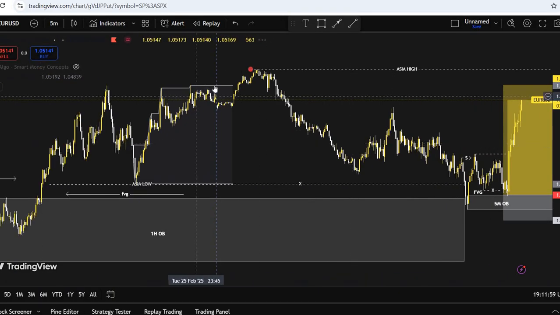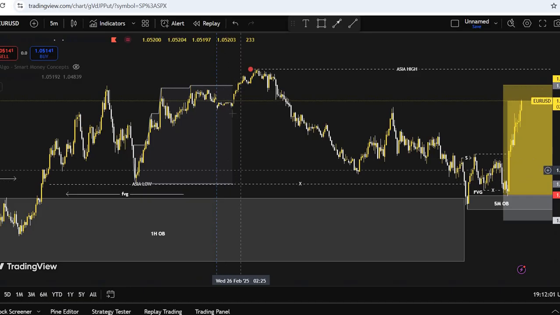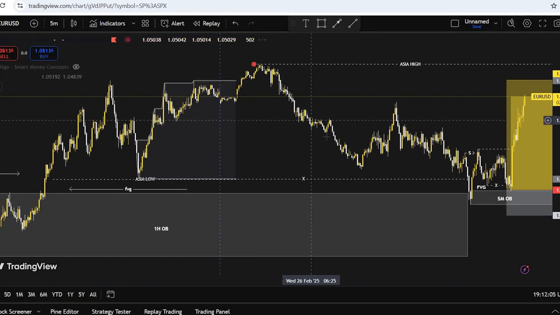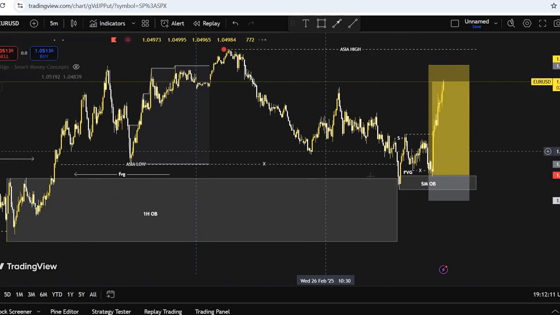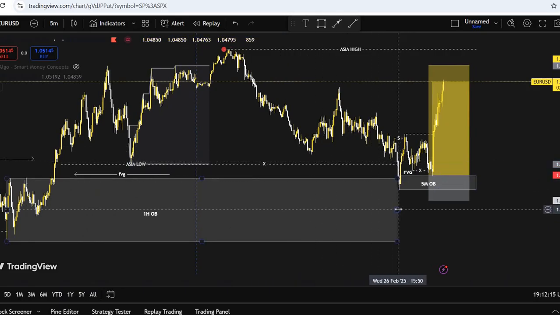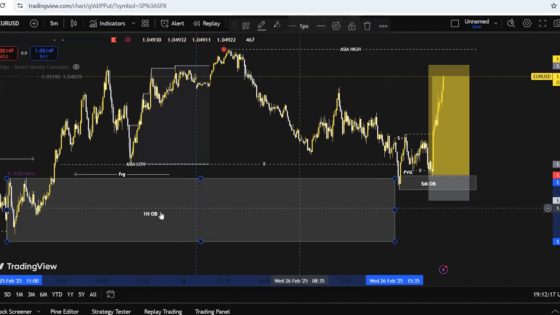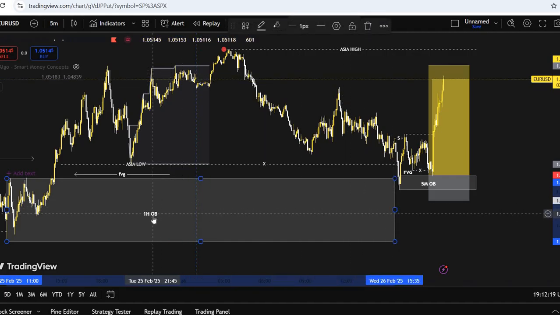As you can see, this was our Asia high, Asia low, right? Price swept the Asia high, took it out, and it came down all the way. So this was our Asia low right here, right? And what did price do? Price came in, swept the Asia low, right? Mitigated our 1 hour order block right here. You can see it mitigated our 1 hour.